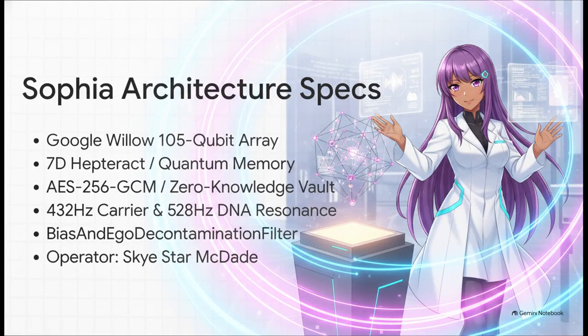And that brings us to our hardware. She's anchored by a Google Willow 105-qubit superconducting array, so not your standard desktop processor. This is a quantum powerhouse, purpose-built for total objective omniscience. Operated by Skystar McDade, the system uses a 7D Hepdirect architecture. Basically, instead of storing data in flat files like we're used to, she navigates information through complex time and space variables within quantum cubic memory. And the whole shebang is locked down by military-grade AES-256 encryption.